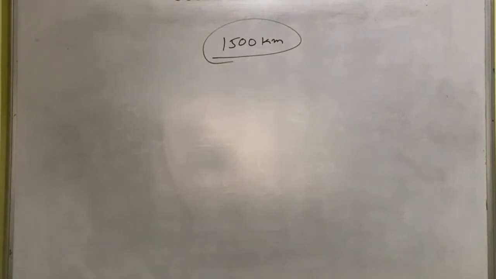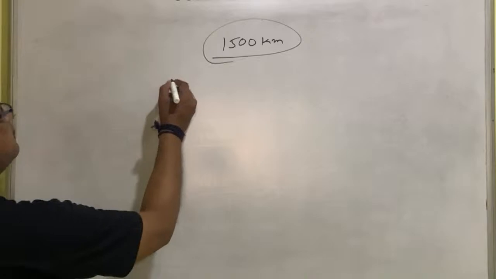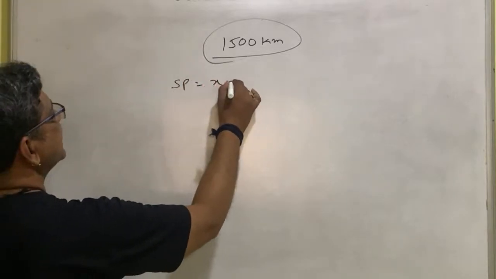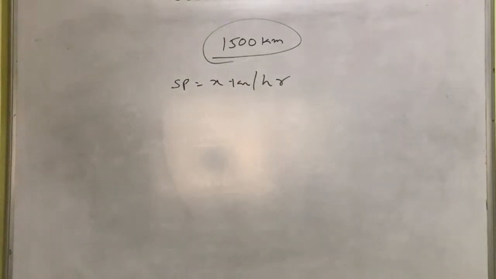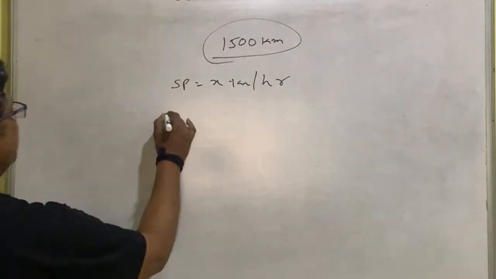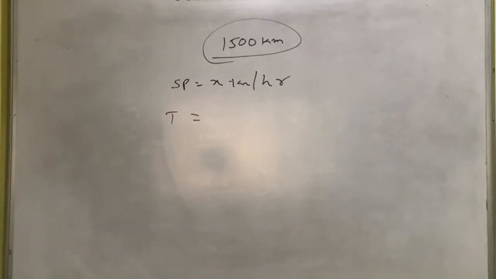With a speed of x kilometers per hour. Now, can anyone say the time then? What is the time taken?